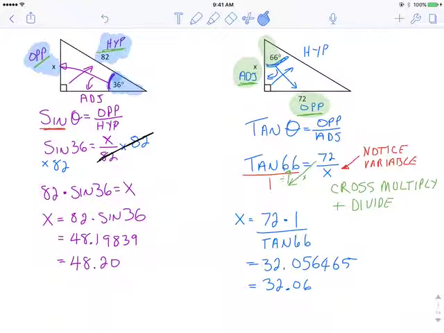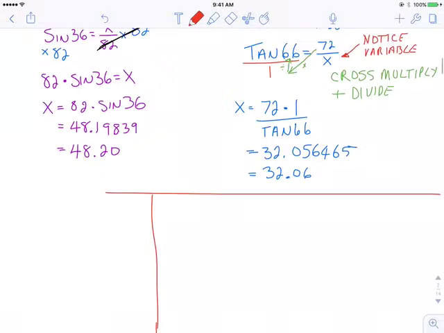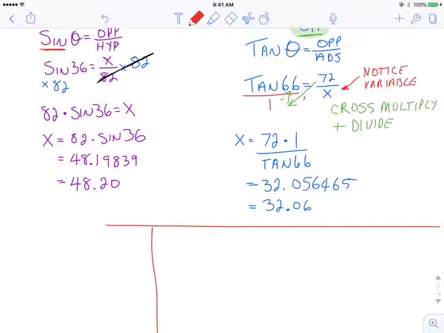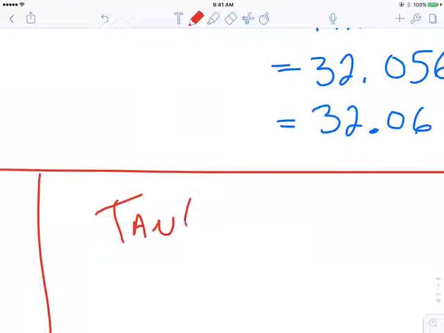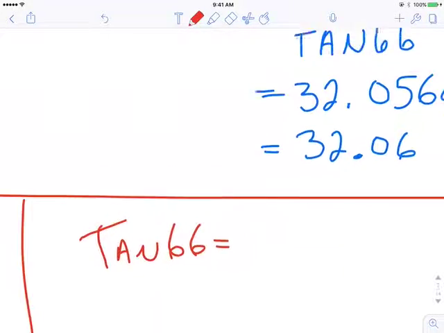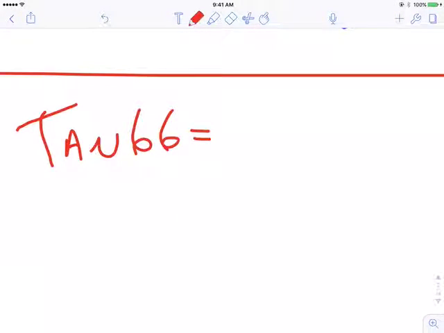Okay? There is a different way that mathematically you actually should perform those steps. I'll do it again real quick down here just so you can see and so you know what those steps are. So this is where we were at. We were at tangent 66 is equal to 72 over x. Proper mathematical steps to solve for x in that position.